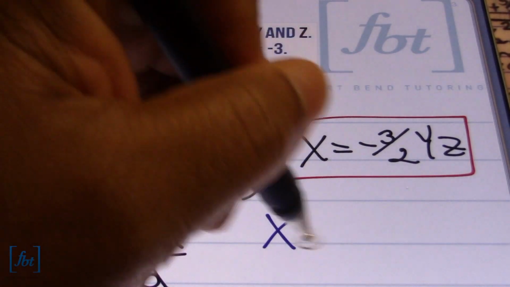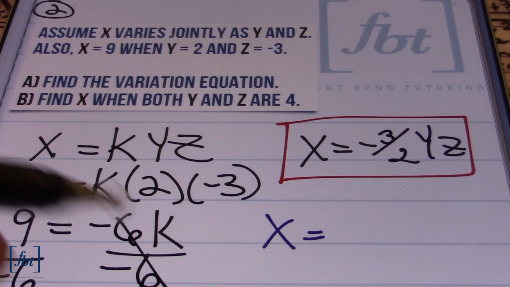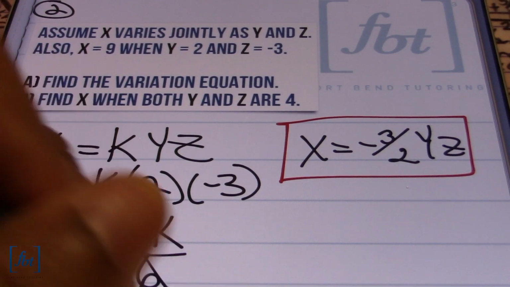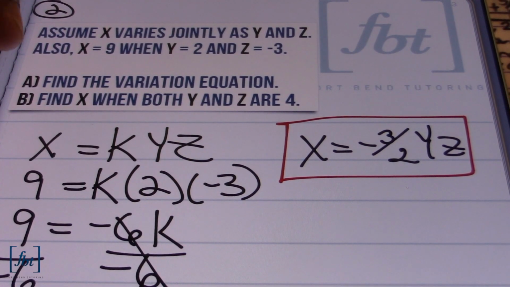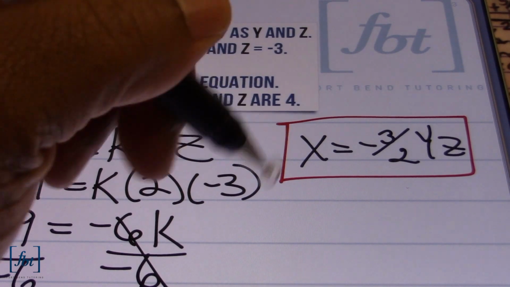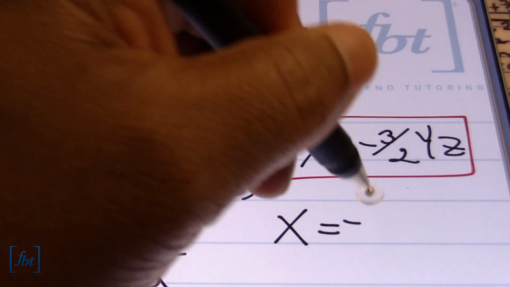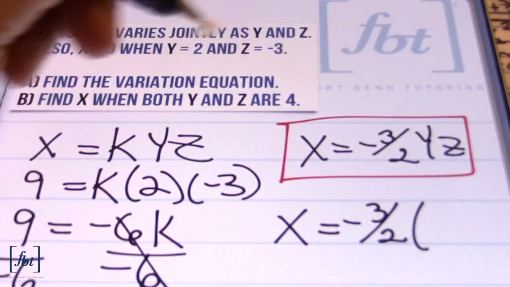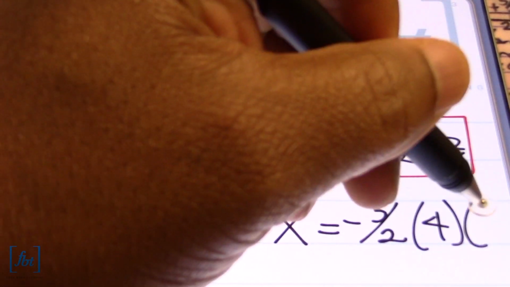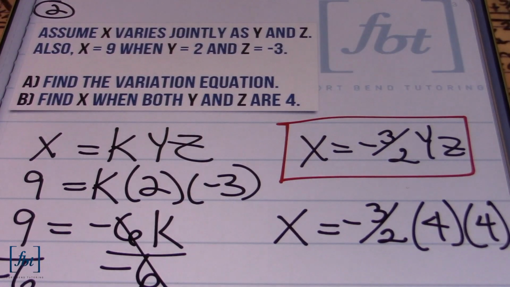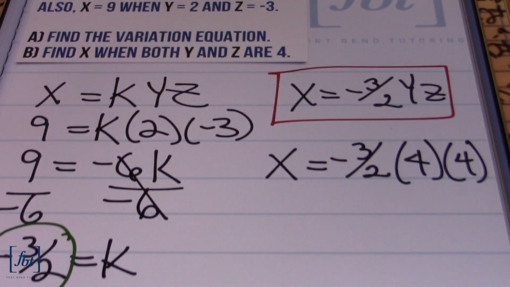So I'll rewrite this as x equals, why is it blue? I clearly wanted black for this problem. Let me try this again. We'll have x equals -3/2. My value of y is 4. The value of z is also 4. This is what I have now.